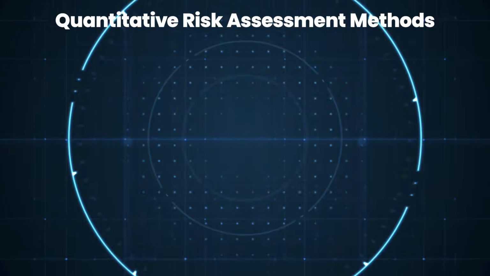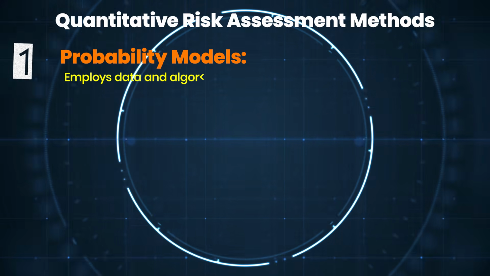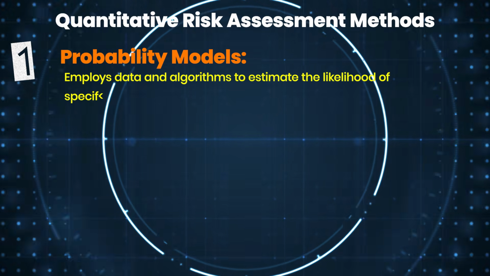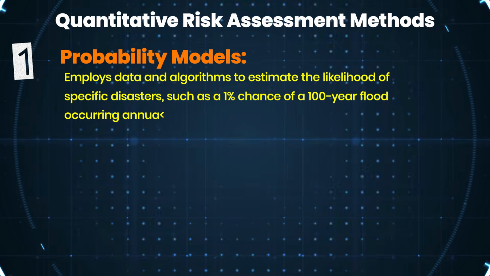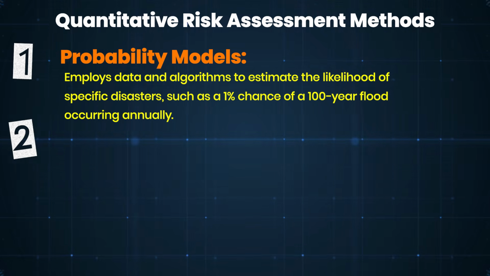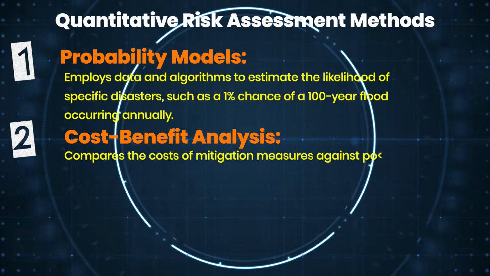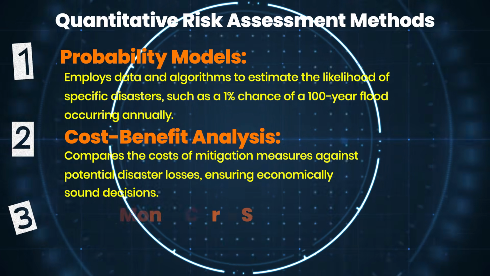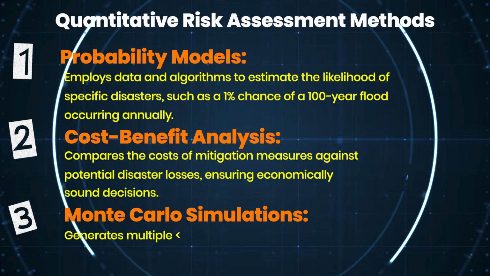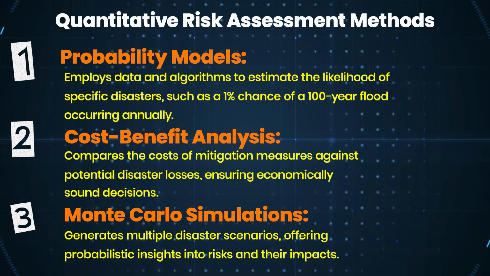Now, the next topic is quantitative risk assessment models. The first one is probability models. It employs data and algorithms to estimate the likelihood of specific disasters such as a 1% chance of a 100-year flood occurring annually. Second one is cost benefit analysis. It compares the cost of mitigation measures against potential disaster losses, ensuring economically sound decisions. The third one is Monte Carlo simulations. It generates multiple disaster scenarios, offering probabilistic insights into risks and their impacts.